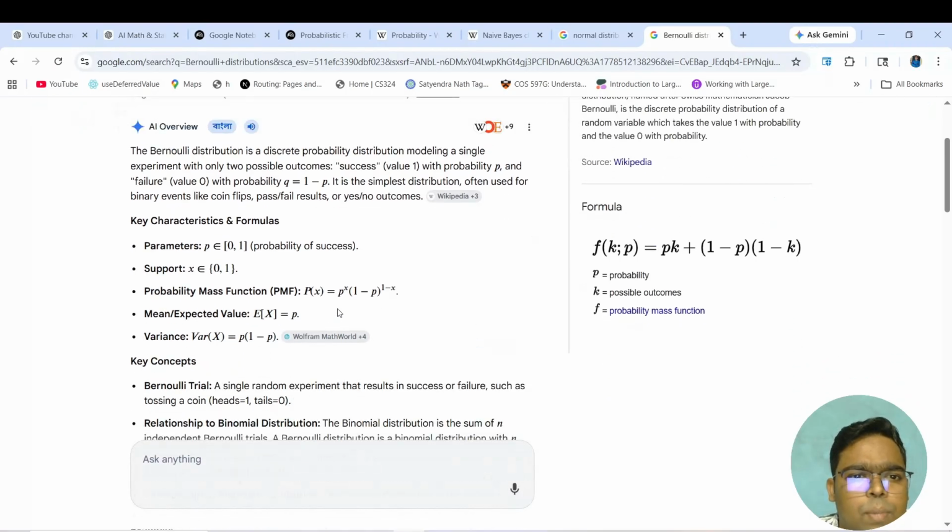P to the power x into 1 minus P to the power 1 minus x. The expectation of x is P, and then the variance.